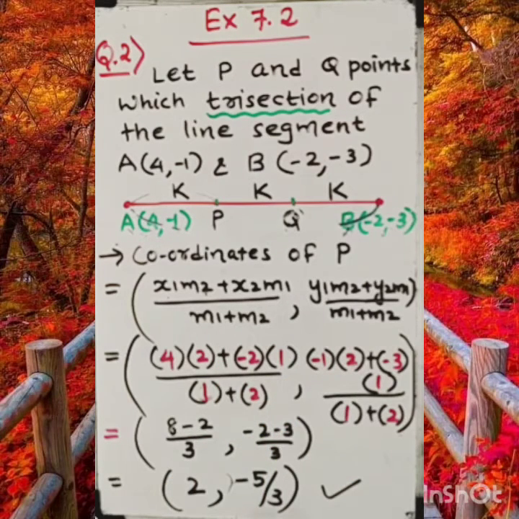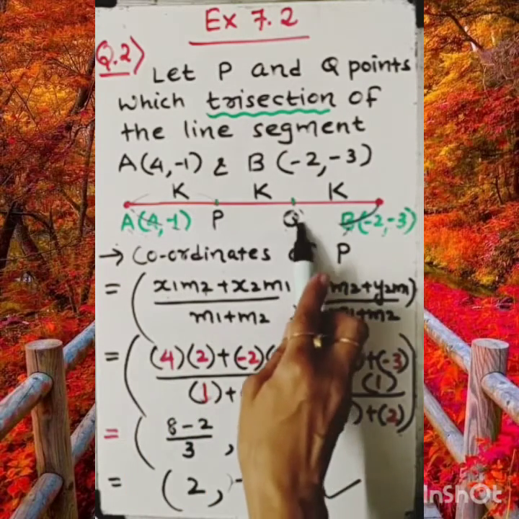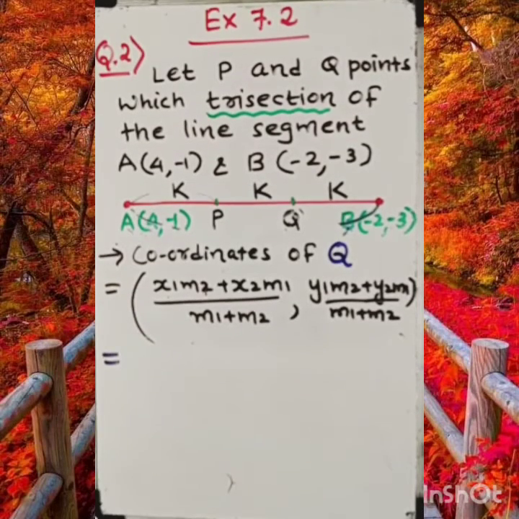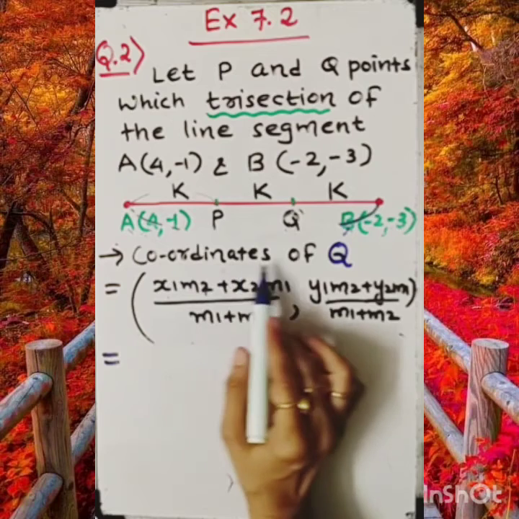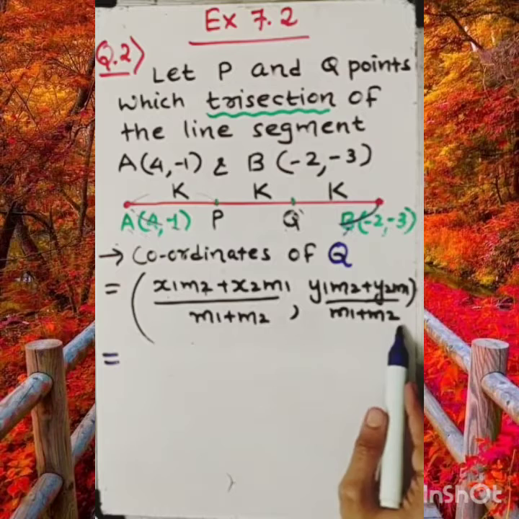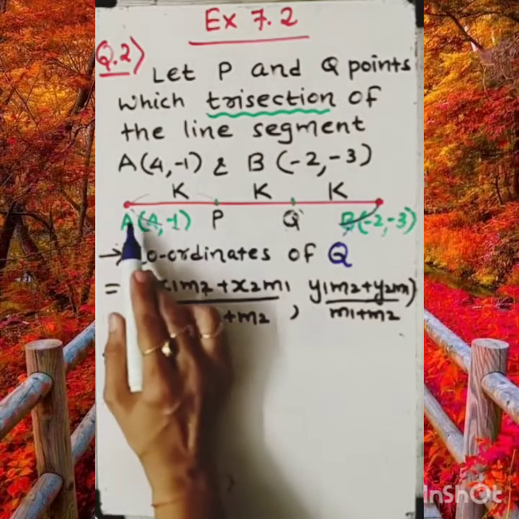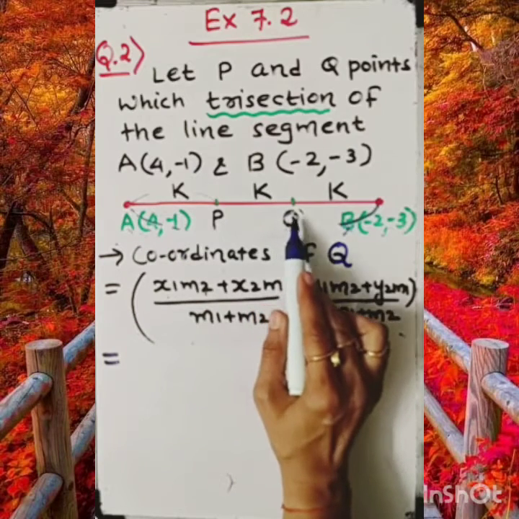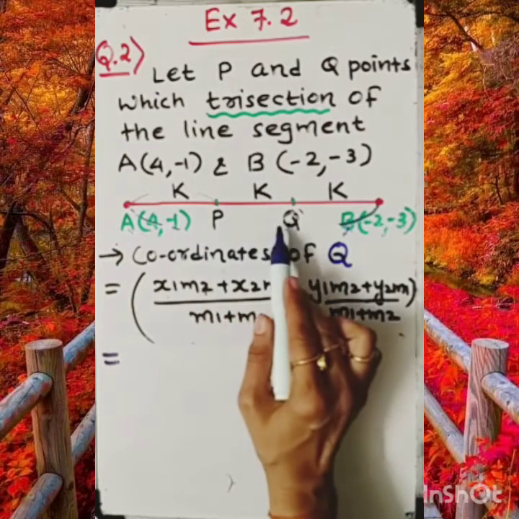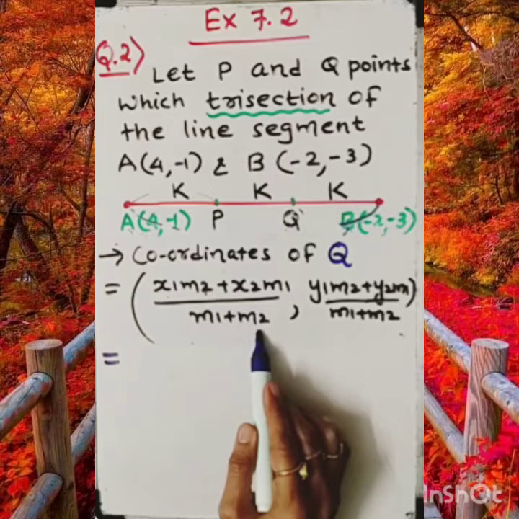Now the same procedure we are going to apply to find the coordinates of point Q. So let's begin. Right now we are finding the coordinates of point Q. Here you can see I applied the section formula. What about the ratio M1 is to M2 for point Q? This much portion is 2 parts and this much portion is 1 part, so the ratio, as mentioned in the statement, is 2 is to 1. So M1 is 2 and M2 is 1.